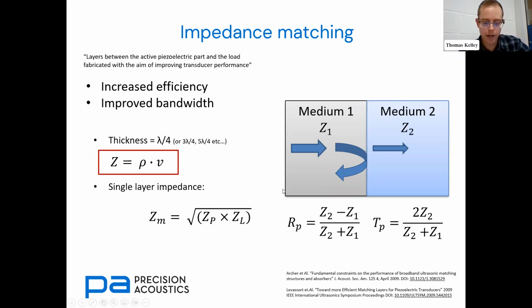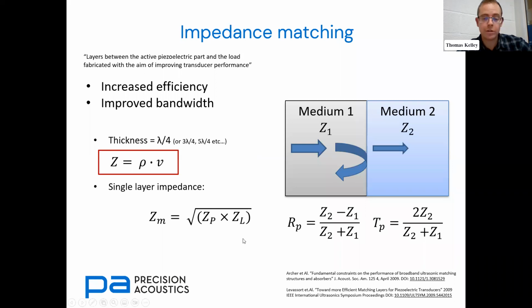So there are various theories on the best impedance to use for an impedance matching layer to aid transmission across the boundary and essentially smooth out the impedance difference. But as a guide for a single impedance matching layer, you could be targeting an impedance that's about the geometric mean, the square root of the product of the two impedances between piezo and the load, as written here.